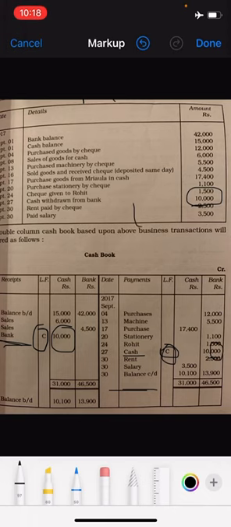It's simple, not very difficult. You just have to enter both sides when two accounts are involved, that is cash account and bank account. Next is paid rent by check.